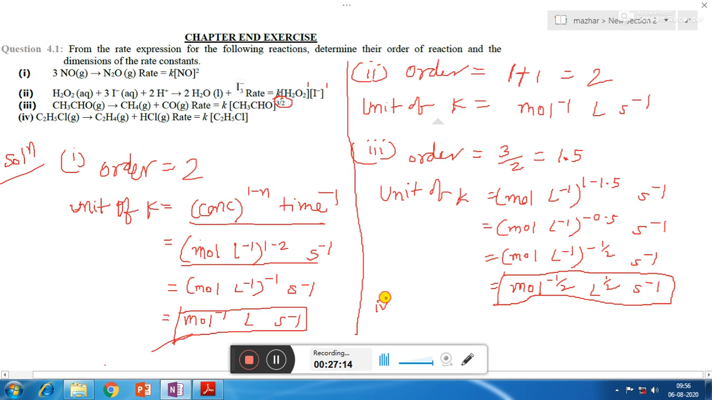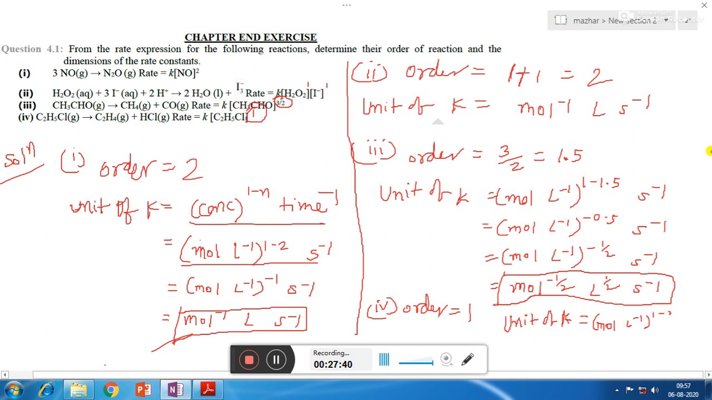Now number 4 is K C2H5Cl raised to 1. Here we see that the order of reaction will be first order. So for a first order reaction, what will be the unit of K? We know that the unit of K equals mole per liter raised to 1 minus n.